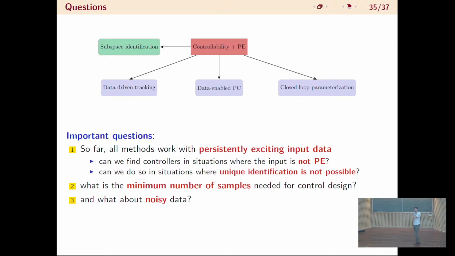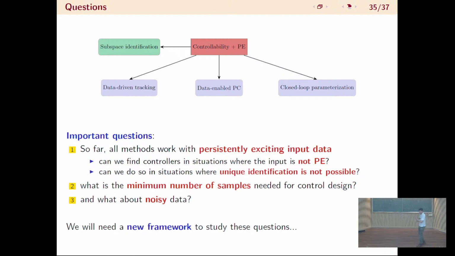So far, we assumed that the data was always this restricted trajectory of the system, and there was no noise, right? We measured exactly this trajectory of the system. But in practice, we may have noise on the data. And how to deal with that? All of these questions we will address in this course.